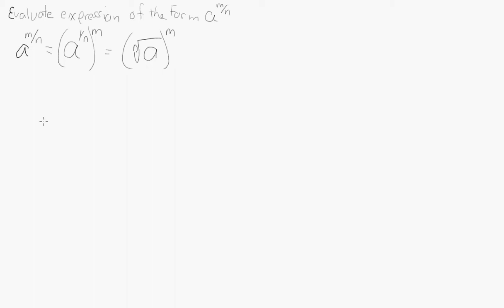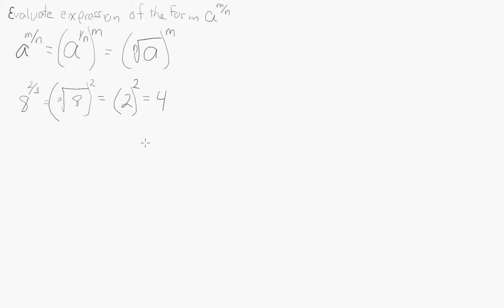Say we had 8 to the 2/3. So this will be the third root of 8, the third root of 8 raised to the second power. The third root of 8 is 2. 2 squared is 4. So 8 to the 2/3 is the same as the number 4.